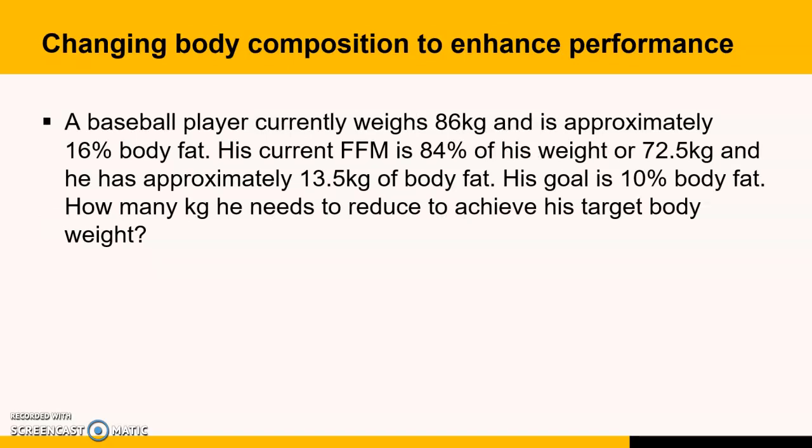Please answer this question during the class. Okay. There is one baseball player currently at 86 kilograms and approximately 16% body fat. His current fat free mass is 84% of his weight, ataupun 72.5 kilograms, and he has approximately 13.5 kilograms of body fat. And his goal is 10% body fat. So how many kilograms does he need to reduce to achieve his target body weight?